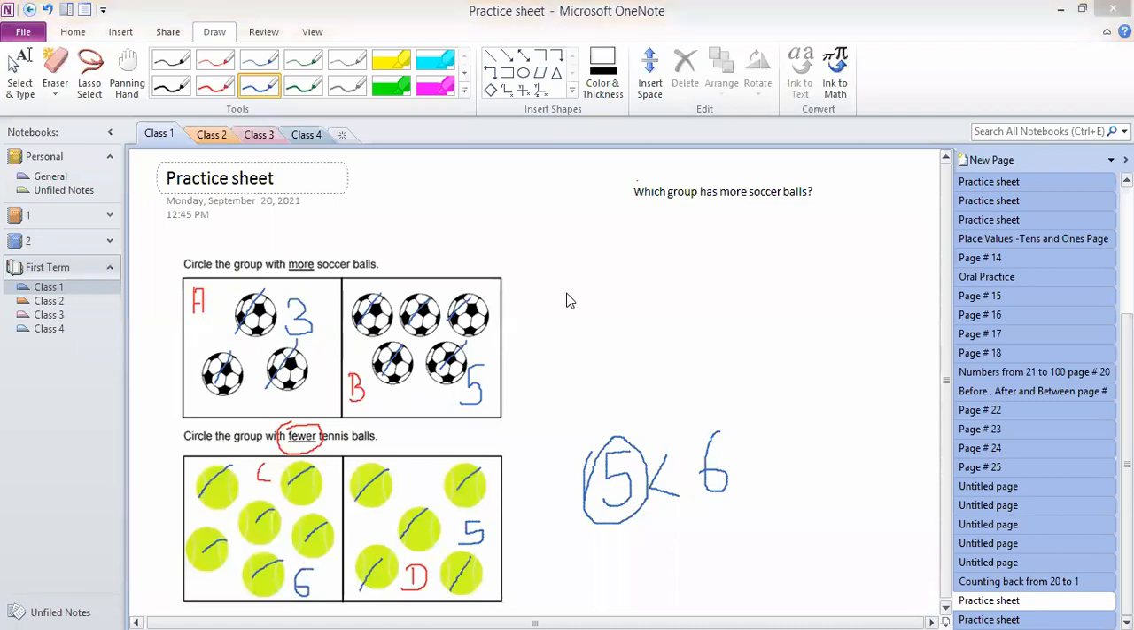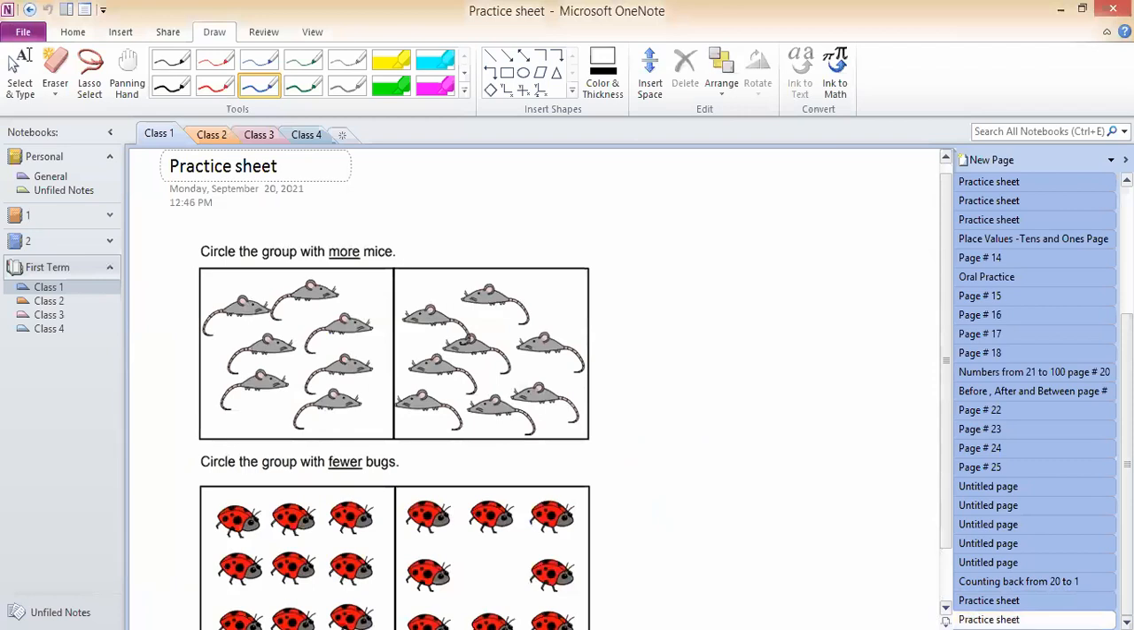Is it clear, guys? Yes, sir. Very good. So I hope, guys, the concept of more and fewer is clear to you. Is it clear to you, guys? Yes, sir. Very good. Now I am going to do this for you.